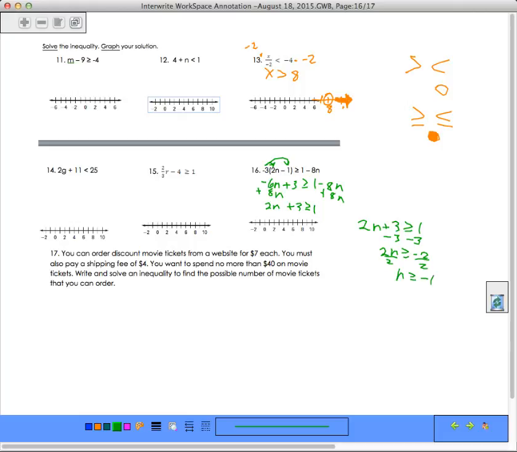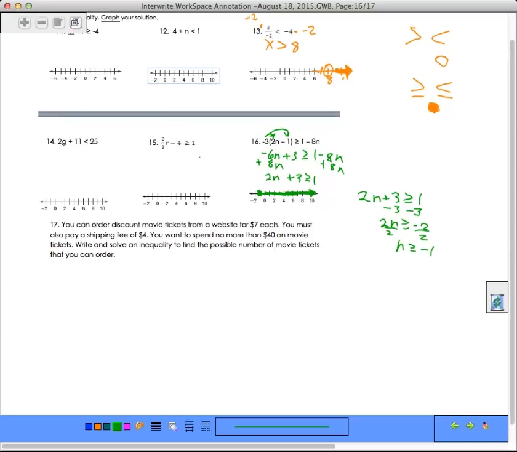So I'm going to find negative 1 here. It's right here. I have the or equal to part, so it's a solid dot, and it's greater than, so I'm going to go to the right. All right. We're going to look at just a couple more, so I left a few for you to do here. Those should go fast.